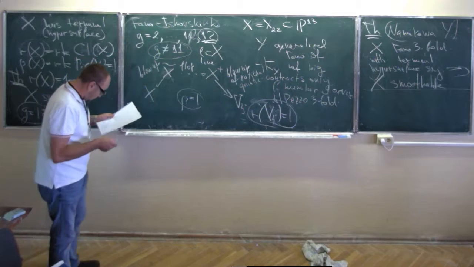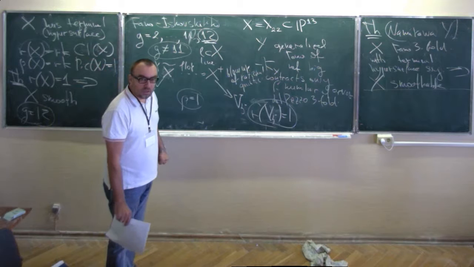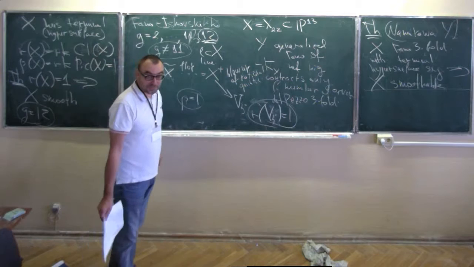But this singular V5, is it also a linear section of this variety? Yes, but I don't need it, actually. But yes, maybe you can use this instead of continuing the data. Yeah, of course.